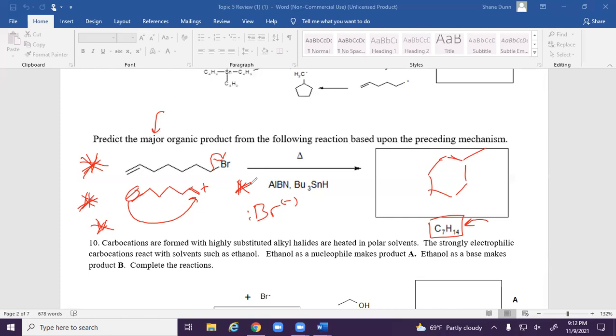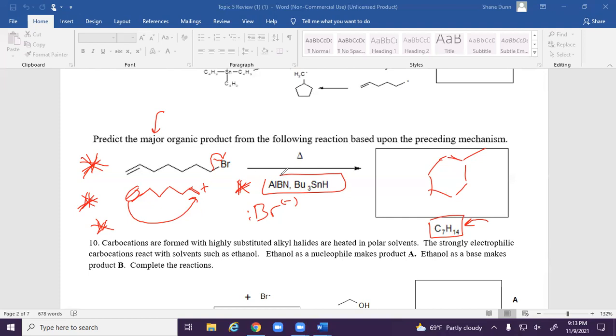Wait, how is it positive? Isn't there a positive charge that goes on the ring? There would be. That's why these guys right here will donate a hydrogen. Why is it positive on the end? Because bromine left. It's electrophilic, which means it's taking the electrons from the carbon, leaving a positive charge, which will react with the negative charge from the double bond, forming a ring-like structure. Got it.